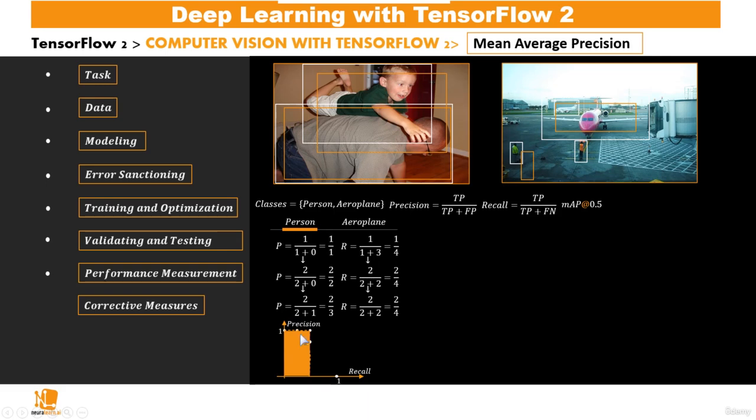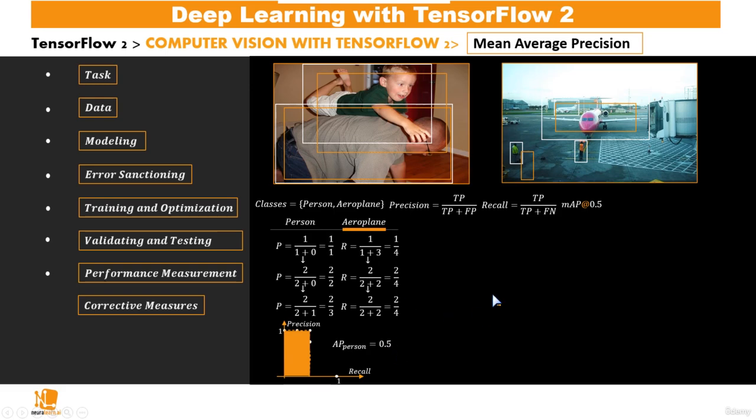Now if we have to calculate the area under this curve, we will have to find the area of this rectangle. What's the length of the rectangle? From 0 to 1 we have a length of 1. What's the width? The width is 0.5, because from here to this point is 0.5. 0.5 times 1 gives us an area of 0.5, hence our average precision for a person is 0.5.